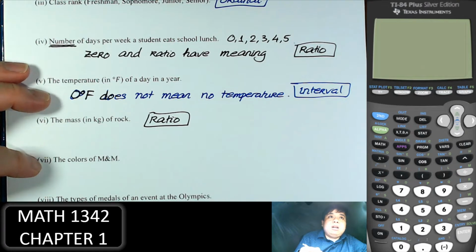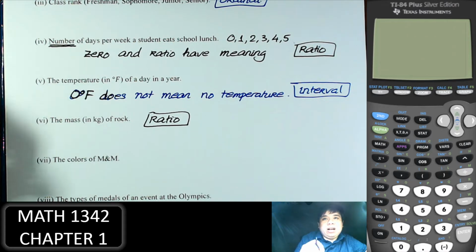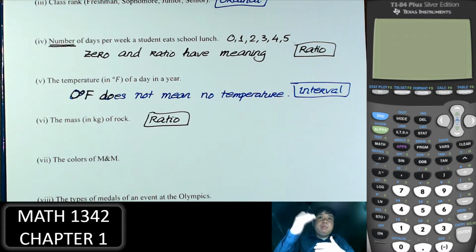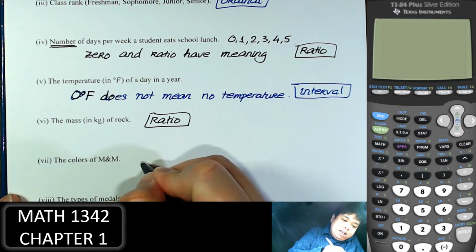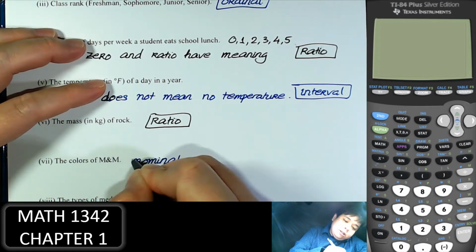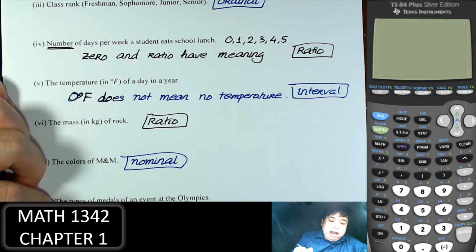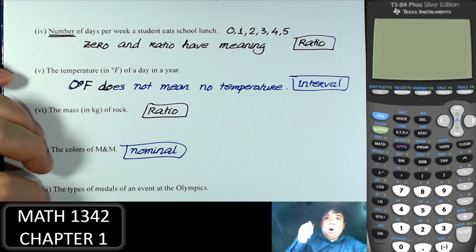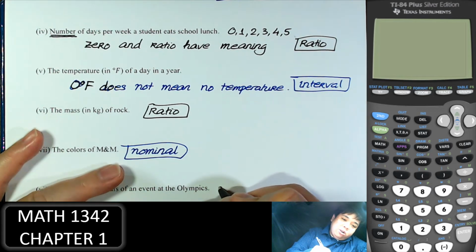Next, the colors of M&M. So different colors of an M&M, but you cannot rank the order, right? The colors can be put in the rainbow spectrum or something like that, but we cannot say one is more important than the others. So in that case, it is called nominal. And the type of the medals of an event at the Olympics, well, they're gold, silver, and bronze. There's certainly some order to that, so that is ordinal.